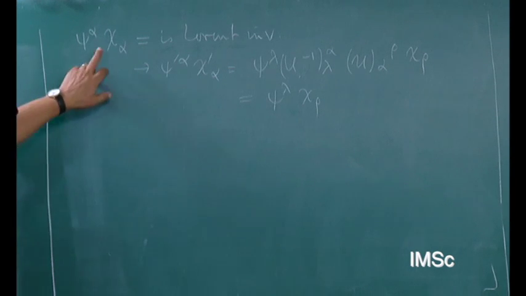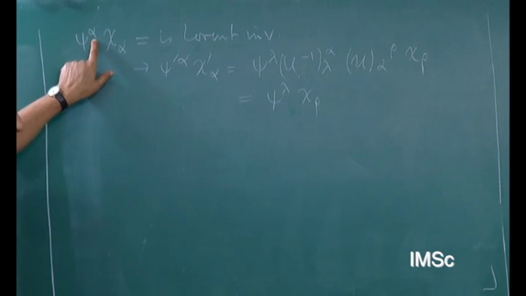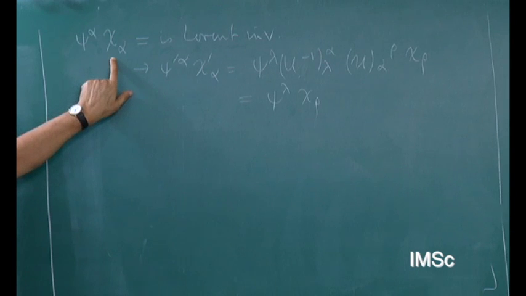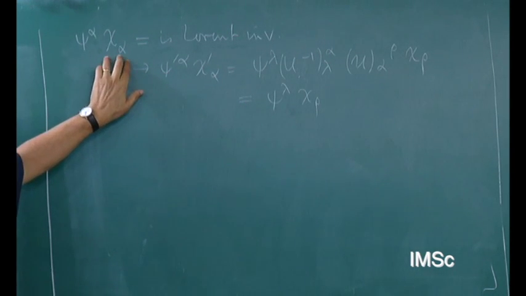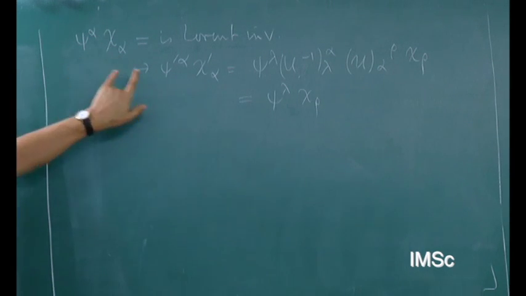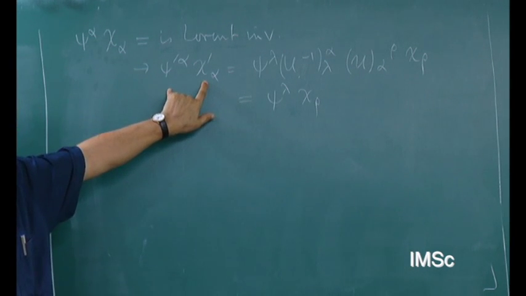And in order to write, what is the rule we have followed? First one with index up, second one with index down. This one we prescribed the rule for transformation earlier. This one we worked out what it is here, and then this is Lorentz invariant.